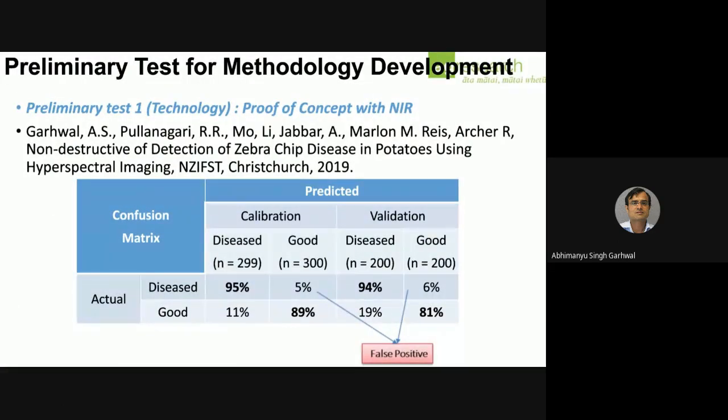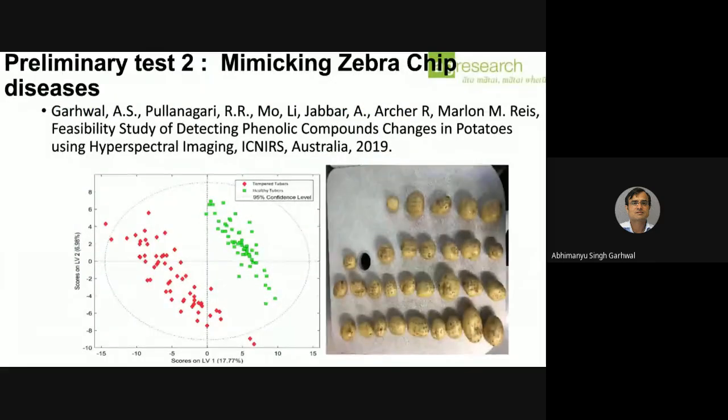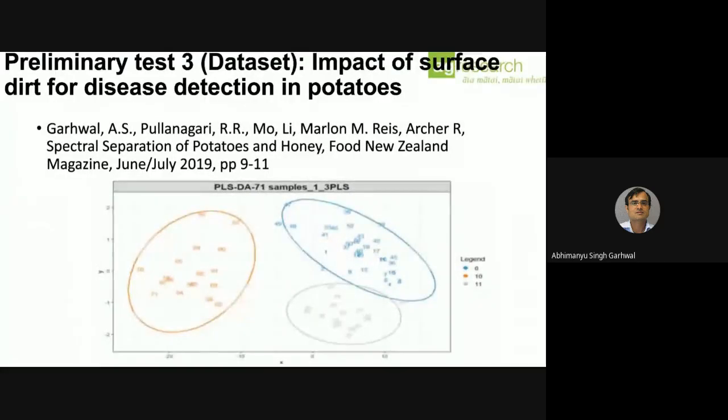So we did some preliminary tests. Firstly, we used near infrared spectroscopy, and we got a good detection rate: around 95% of diseased potatoes detected as diseased, and in the validation set also 94%. The data set is around 600 potatoes for the calibration and 400 potatoes for the validation. After that, we tried to mimic the zebra chip disease by tampering with the potato using a needle to develop the zebra disease pattern, and we can easily segregate the tampered and healthy potato with 95% confidence level.